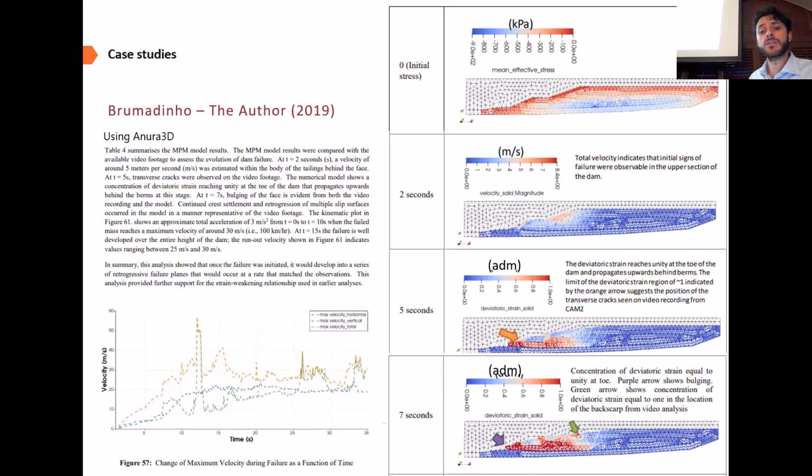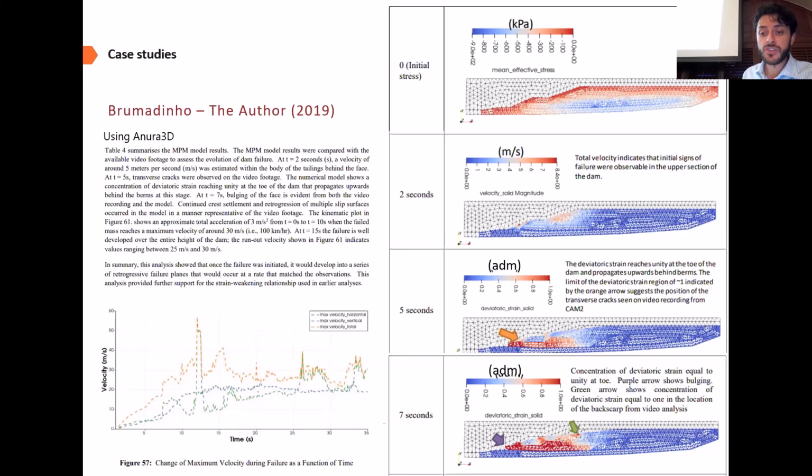So at 2 seconds of failure, the total velocity indicated that initial signs of failure were observable in the upper section of the dam. At 5 seconds, the deviatoric strain reaches unity at the toe of the dam and propagates upwards behind bends. The limit of the deviatoric strain regions of around 1, indicated by the orange arrow, suggests the position of transverse cracks seen on video recording from Cam 2.